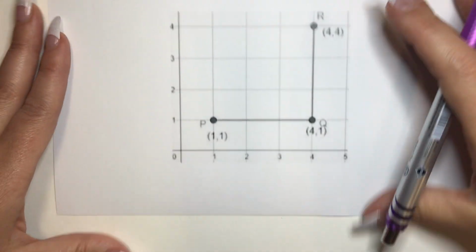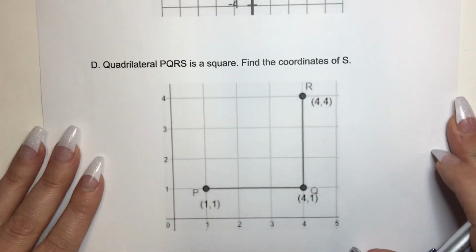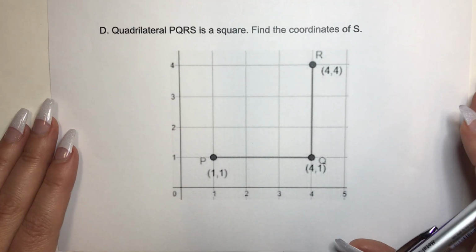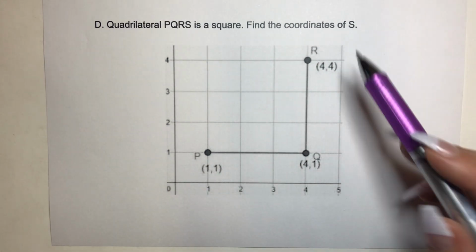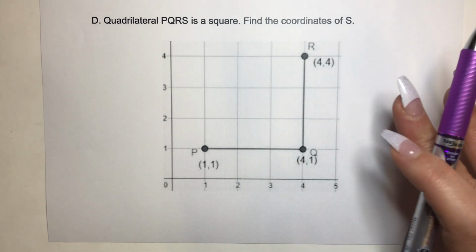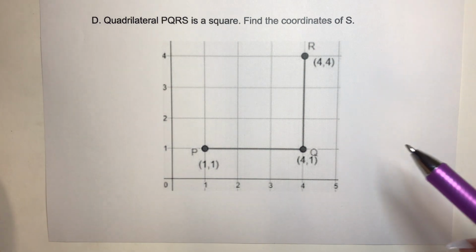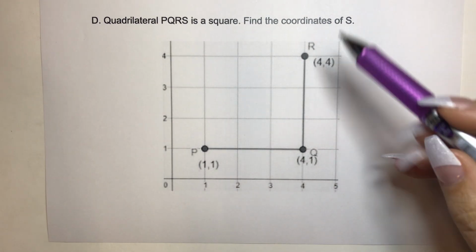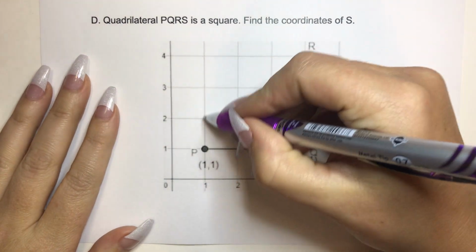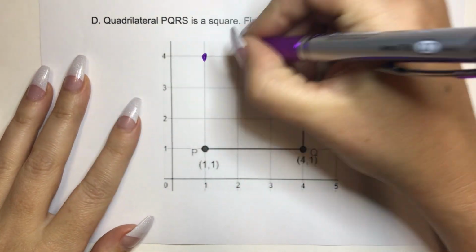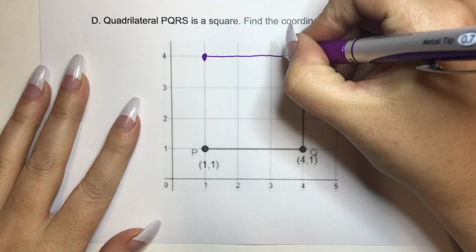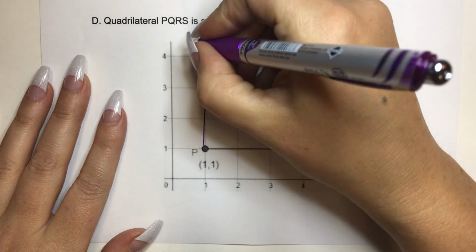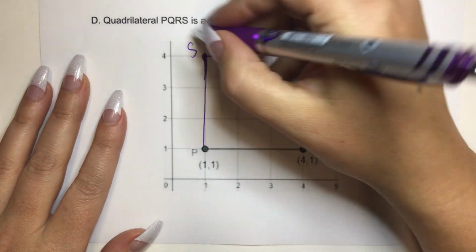Okay. All right, let's look at this one. Quadrilateral PQRS is a square. Find the coordinates of S. Okay, so we have P, Q, and R. We've got to find S, and it's a square. So that means that all the side lengths are the same. So we have 1, 2, 3, 1, 2, 3, and it's going to be 1, 2, 3. It's going to be right here. So this is going to be S. And what are the coordinates? 1, 4.